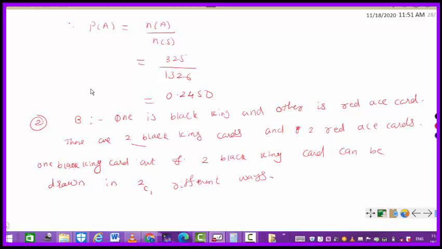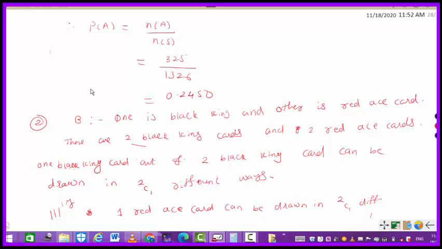Similarly, since there are 2 red ace cards, one red ace card can be drawn in 2C1 different ways. Okay.